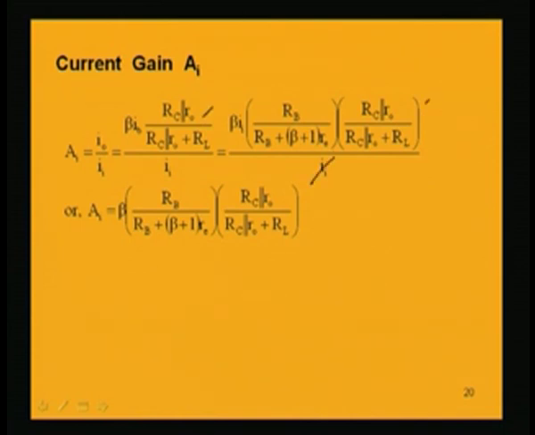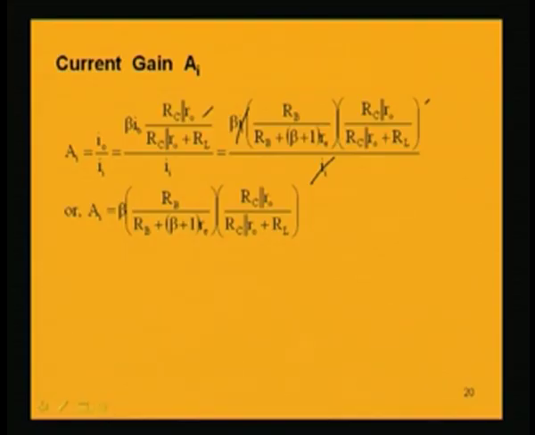Then I can now cancel out those two IIs. Writing it in that order has the purpose of cancelling them. So, now we have the current gain expression as beta into RB by RB plus beta plus 1 RE into RC parallel R naught by RC parallel R naught plus RL. This is the exact expression of current gain in the voltage divider biasing scheme. There is no phase shift between the input current and output current, whereas in the voltage gain there is a phase reversal of 180 degrees, that is the input signal is out of phase by 180 degrees with the output signal.